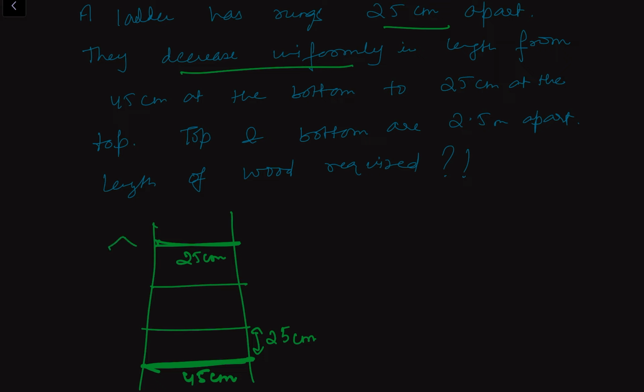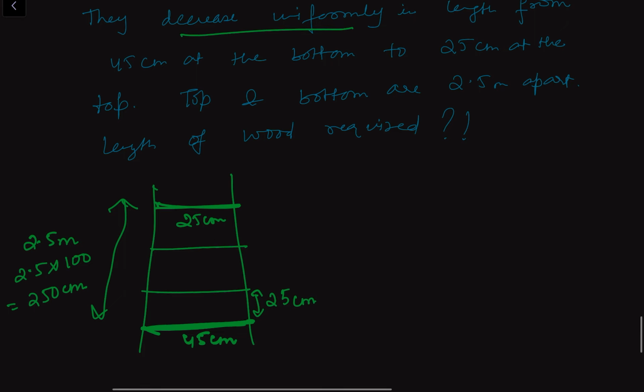And the top and bottom, the total distance is 2.5 meter. Now since all of the detail is in centimeter, it will be very wise of you to convert this also into centimeter and not keep it in meters. Okay, so 2.5 meter is 2.5 into 100, which is 250 centimeter. I have used simple conversion. This is 250 centimeter. Okay, and the gap between two rungs is 25 centimeters. So this is basically the whole idea here. Your first term, your second term.